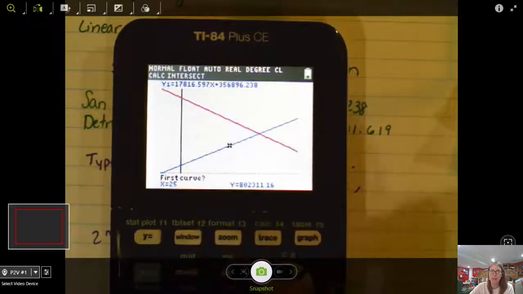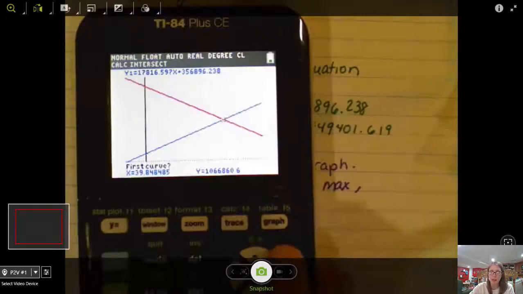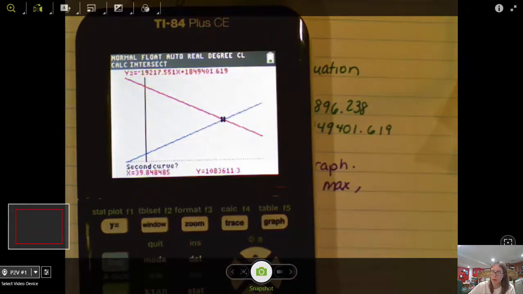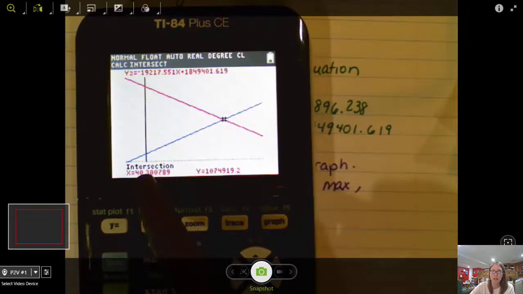It will say first curve. That just means my first curve, I'm on my blue line here, and that would be San Diego's population. So when I get close to that intersection point, I'm going to hit enter. Second curve, I'm on that red line, I'm on Detroit's population. Again, when I'm close to the intersection point, hit enter. And then it says guess, hit enter one more time. Okay, here is my intersection point.